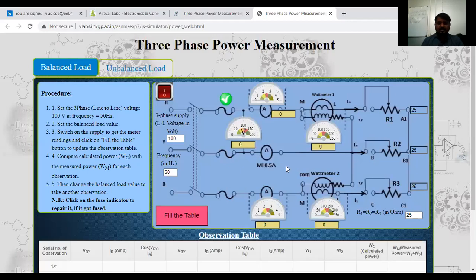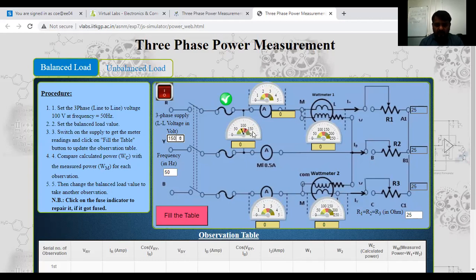See here, this is the diagram they have used. Here the three-phase supply is given as 100 volt, 50 hertz. We can vary this one. We can vary it to 150 also; instead of that, we can enter 150 volts here. The switch is used here, and the fuses are there. Whenever an overcurrent happens, the fuse will trip.